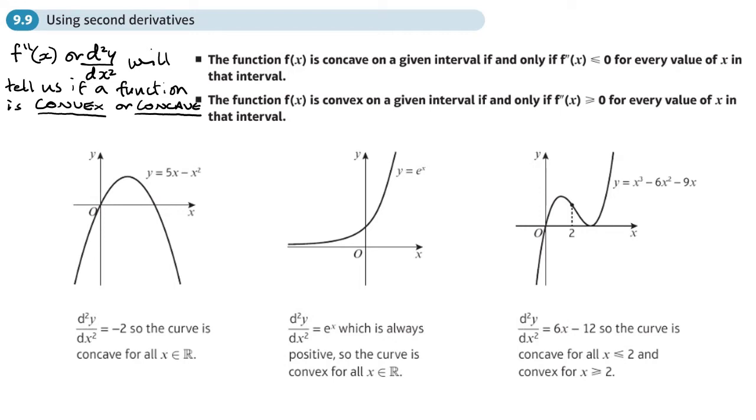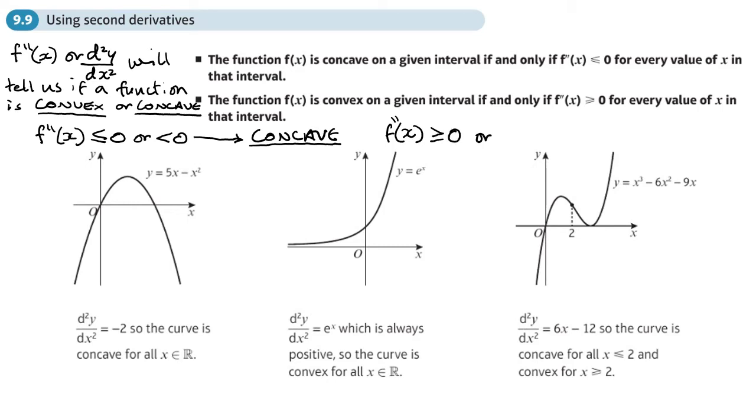x. Now, if the second derivative is less than or equal to 0, or it could actually be that it's less than 0, that means that the function for those particular values of x is concave. If the second derivative is greater than or equal to 0, or it could be that it's greater than 0, the function is convex. So that's what we need to know.